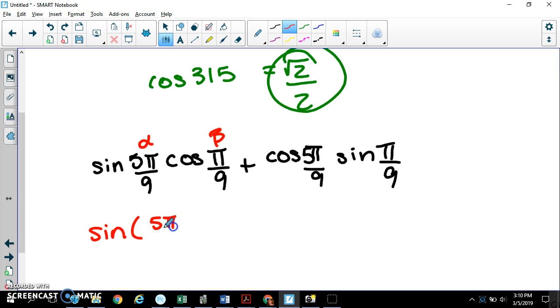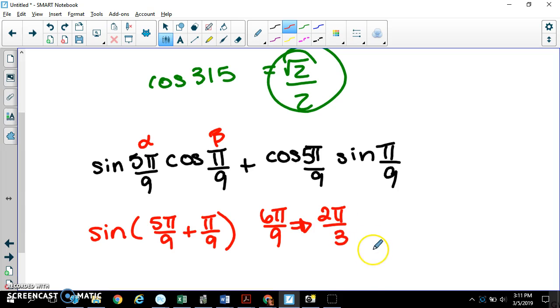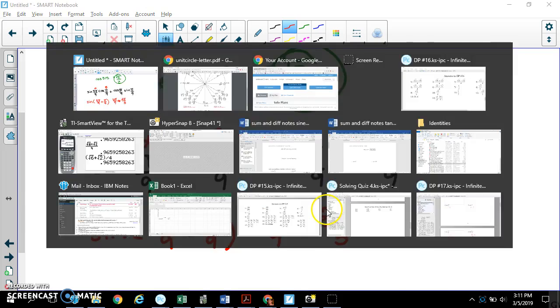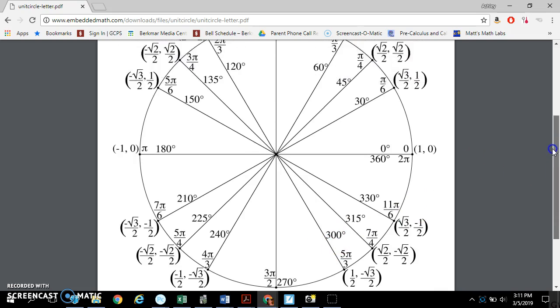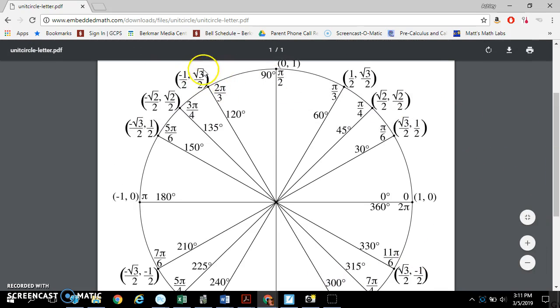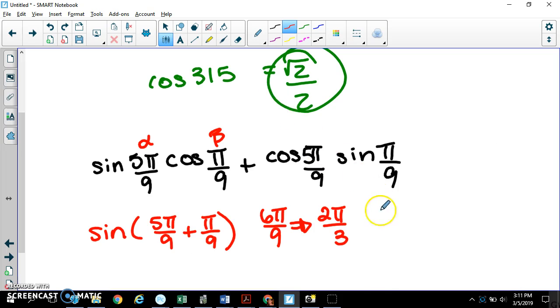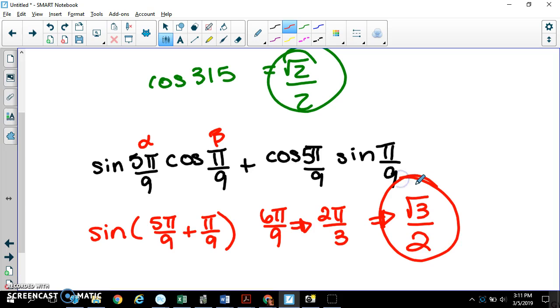So I've got sine 5 pi over 9 plus pi over 9. When I add those together, I get 6 pi over 9, which reduces, because I can divide both of those by 3, to 2 pi over 3. So ultimately what I'm looking for here is the sine of 2 pi over 3. If I go here on my unit circle, 2 pi over 3 right here, sine is square root 3 over 2. Done. So those look hard, but they're really not.